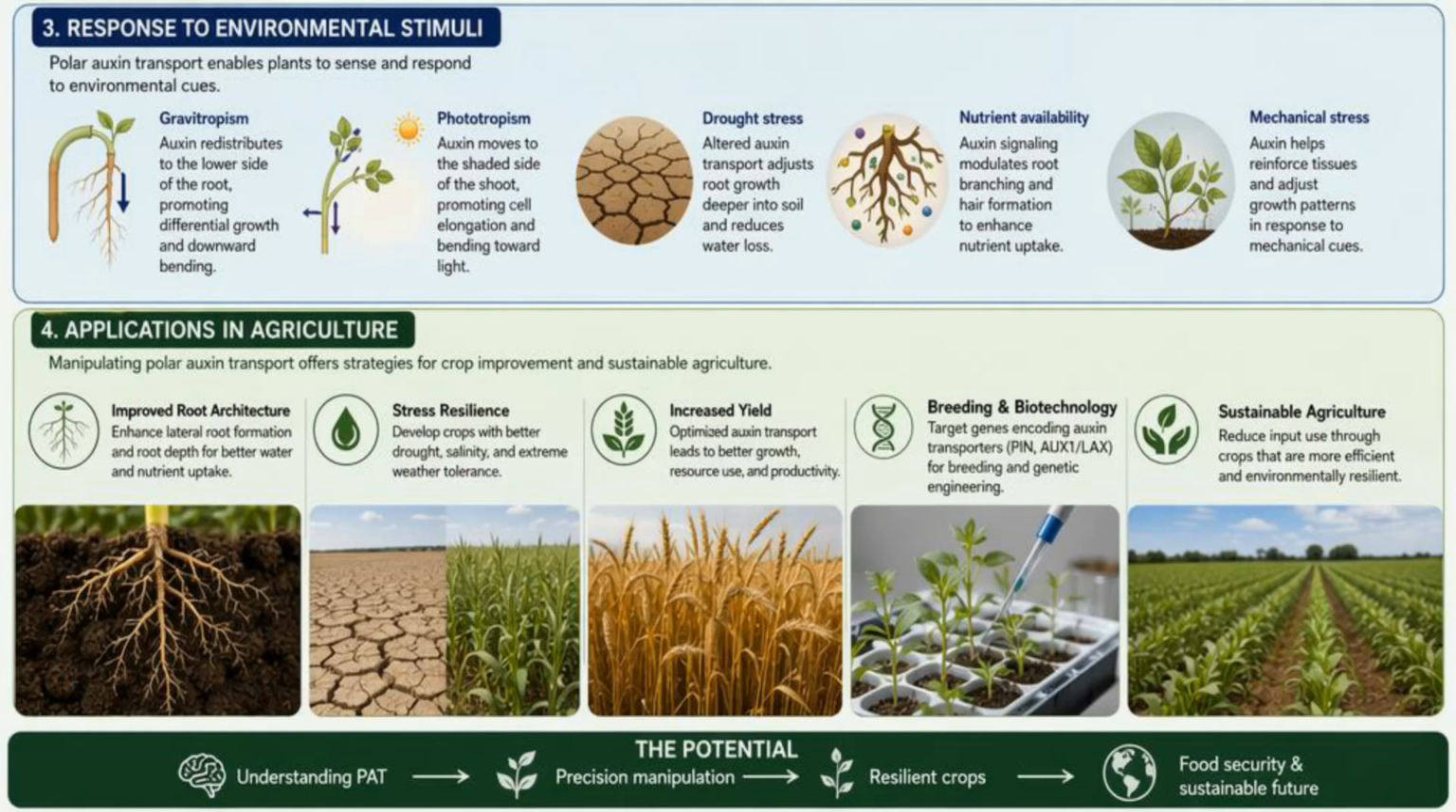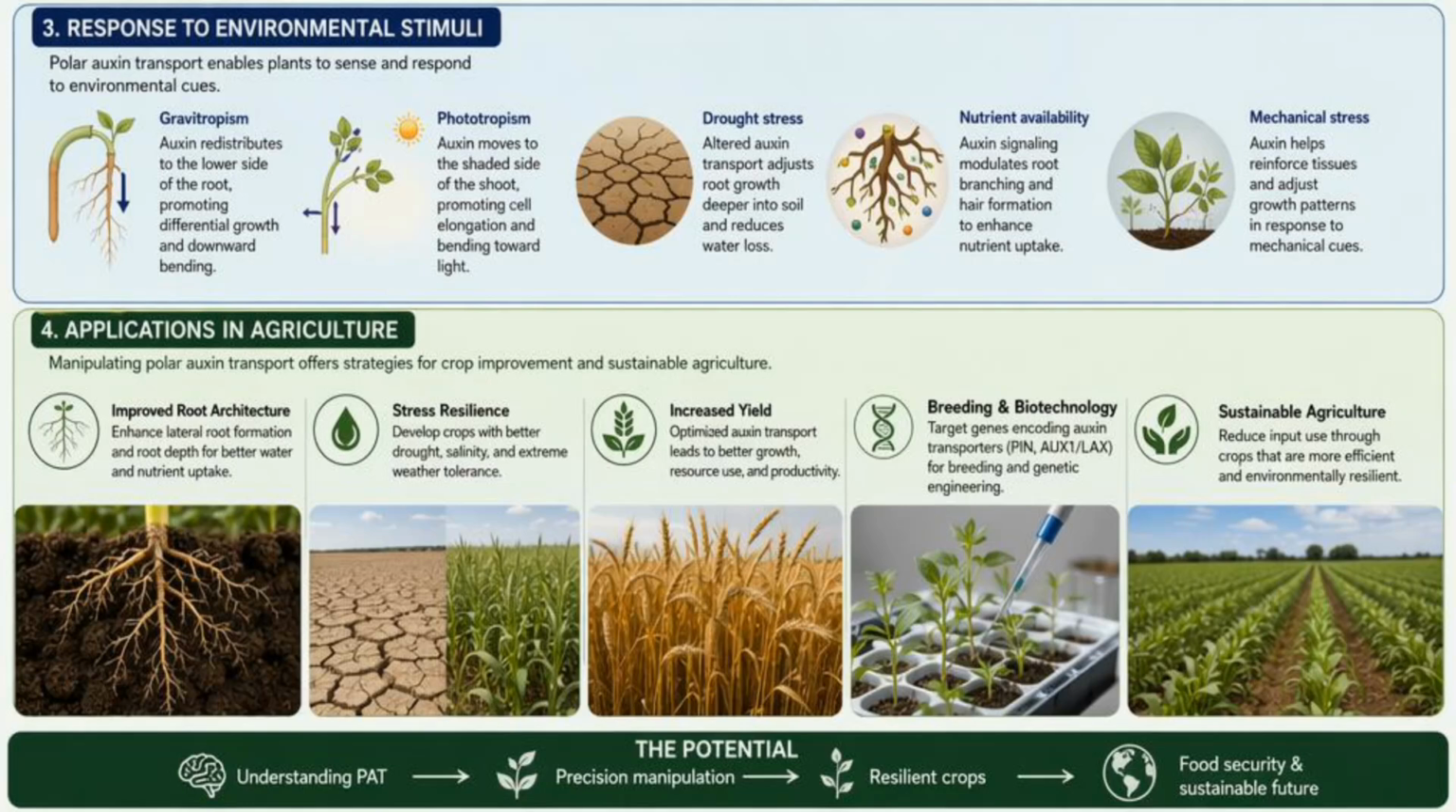Drought stress. When water is scarce, altered auxin transport adjusts root growth patterns. Roots tend to grow deeper into the soil in search of moisture, and surface root branching may be reduced to conserve resources. Root hair formation is also modulated to maximize water uptake. Nutrient availability. Auxin signaling modulates root branching and hair formation in response to the local distribution of nutrients. Roots proliferate extensively in nutrient-rich patches of soil, a phenomenon called foraging behavior. And this is auxin-mediated.